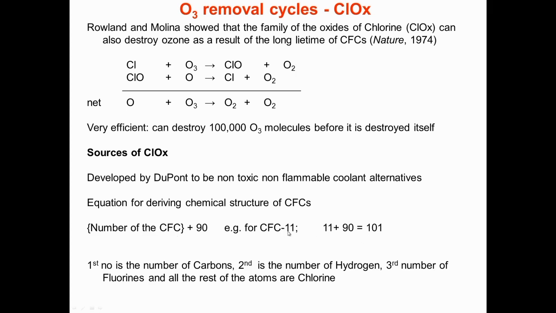So CFC 11, the rule is, add 90 to it, that means 101. The first number is the number of carbons, the last number is the number of fluorines, and everything else is chlorine. So it's C, it's F, and then it's Cl3, because carbon has to have 4 atoms associated with it. So CFC 11 is trichlorofluoromethane.